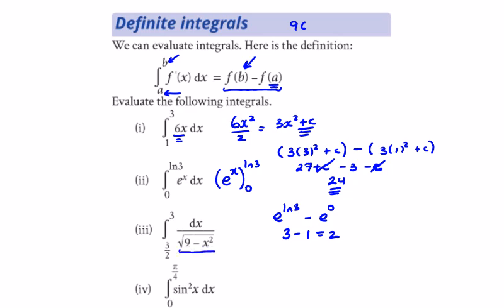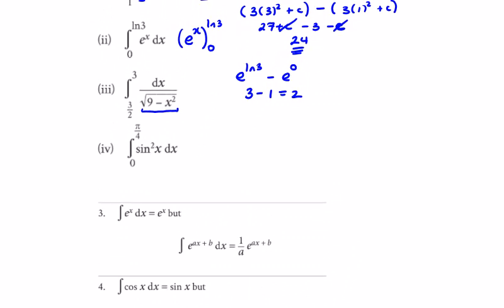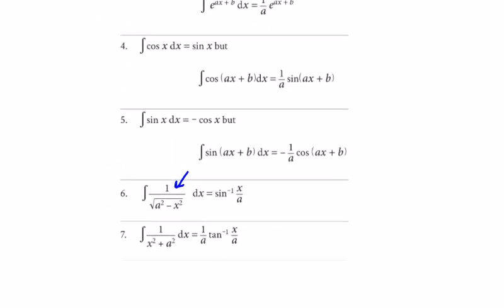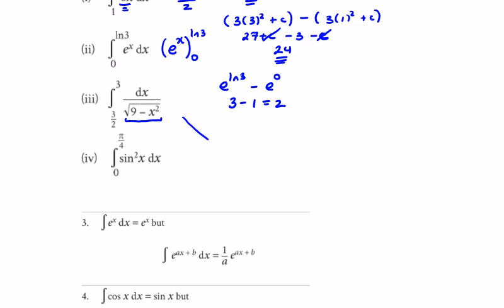dx over 9 minus x squared. Let's just go and check what this goes to. So it's going to be this one here, or is it the one at the bottom? Is it square root? It's square root. So 9 dx over the square root of 9 minus x squared. So it's going to be 3 squared. So the inverse sine of x over a. So this goes to the inverse sine of x over 3 between 3 and 3 over 2.